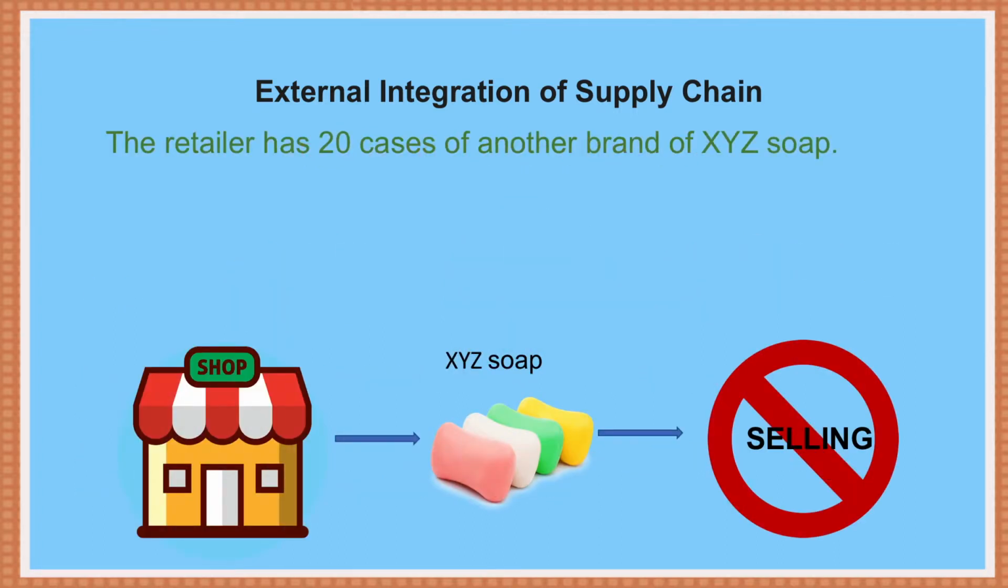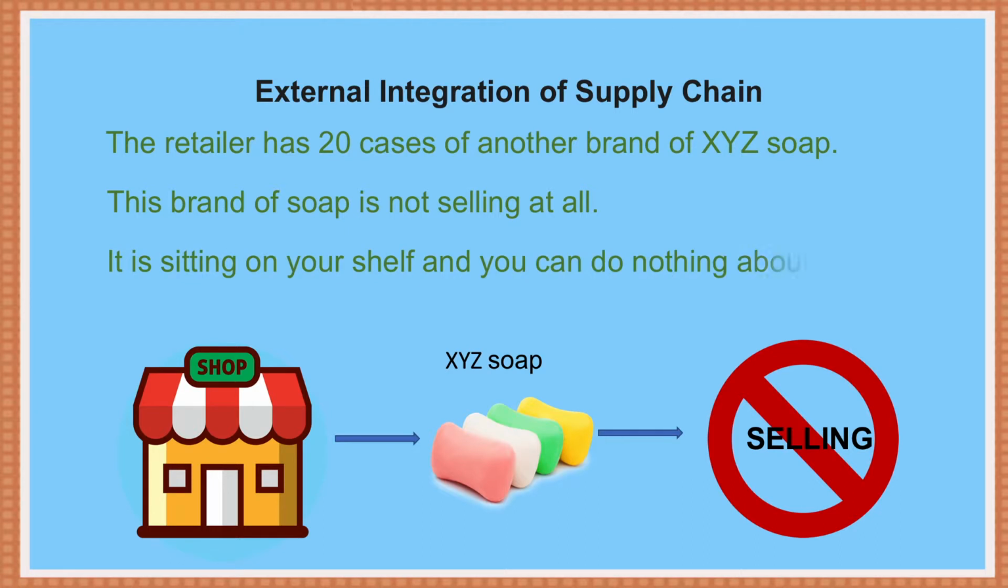Let's consider another case. The retailer has 20 cases of another brand of soap, let's call it XYZ. Now this brand of soap is not selling at all. It's sitting on your shelf and you can do nothing about it. You can't use the shelf for anything else.